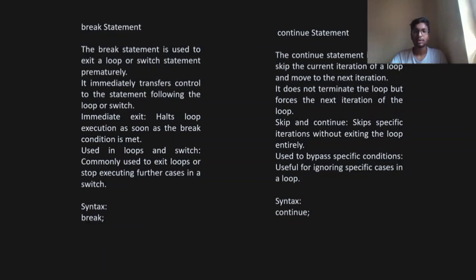Continue statement. The continue statement is used to skip the current iteration of a loop and move to the next iteration. It does not terminate the loop but forces the next iteration of the loop. Skip and continue: skips a specific iteration without exiting the loop entirely. Used to bypass a specific condition. Useful for ignoring specific cases in a loop.